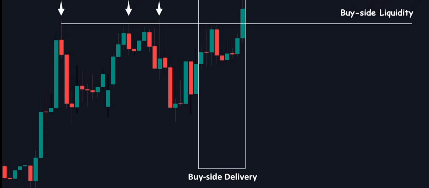It runs higher to engage the liquidity above these equal highs. In this case, the algorithmic price delivery traps traders on both sides, engaging liquidity before smart money takes control and goes short.